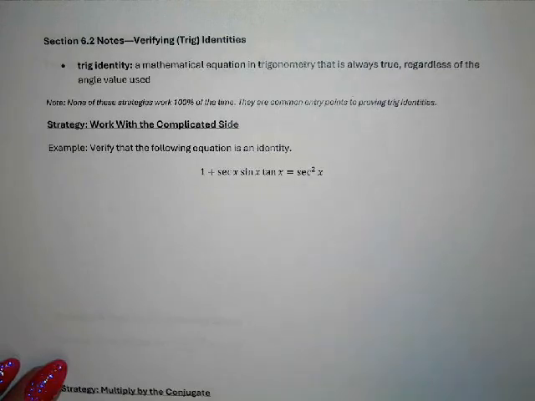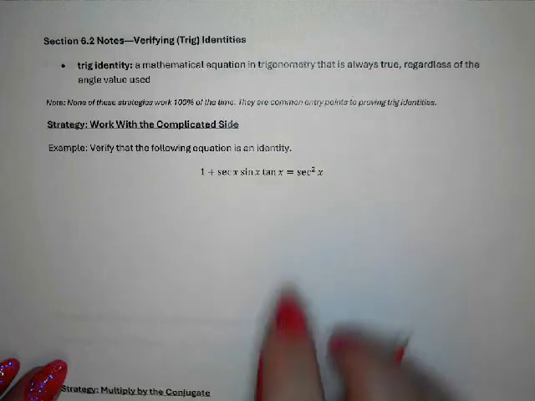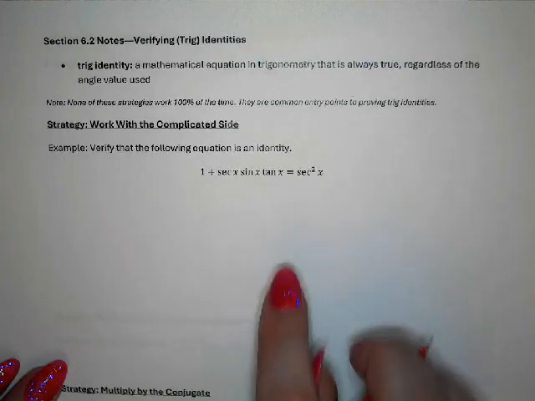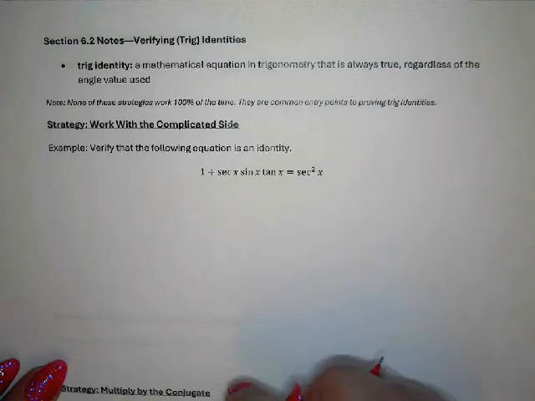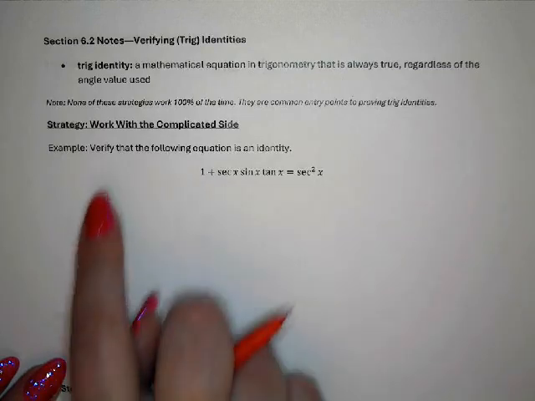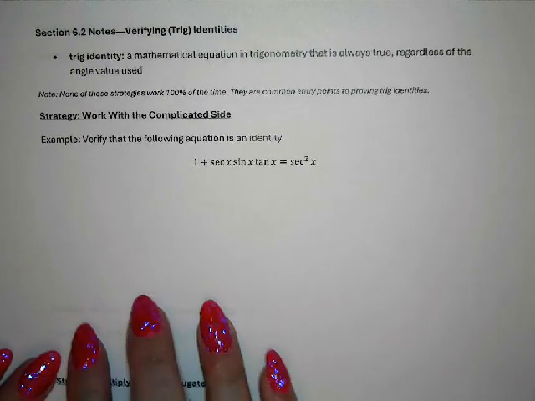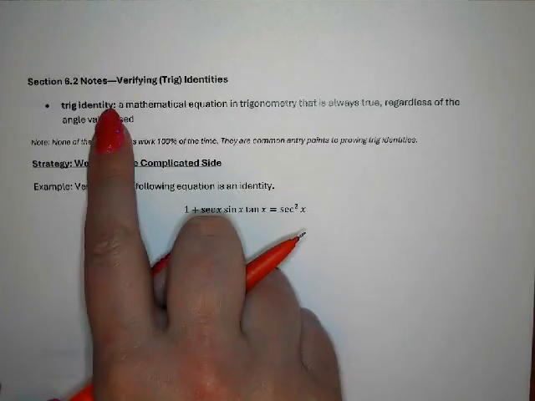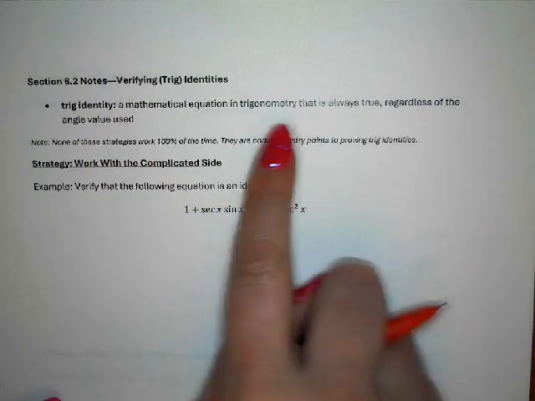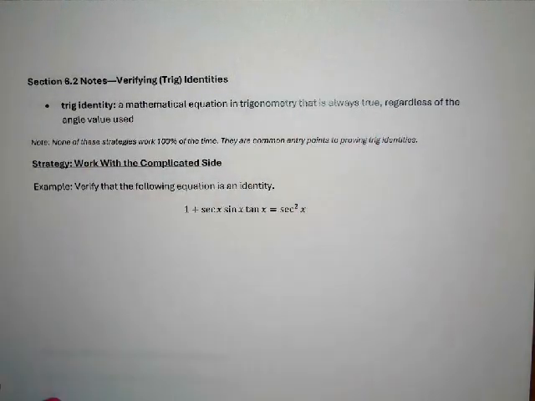All right, so these are nice. These are better than what we saw in section 6.1 because here we already know what the answer is. We just have to get there. It says verify that the following equation is an identity, and we know that an identity is a mathematical equation in trig that is always true regardless of the angle value used. It doesn't matter what angle you plug in, it's going to be true every single time.